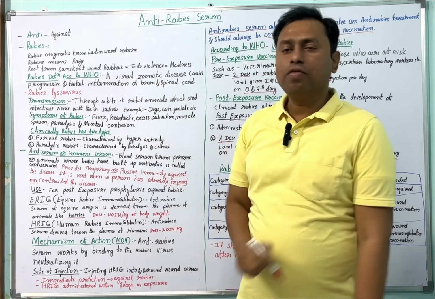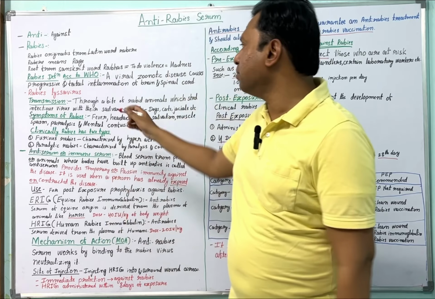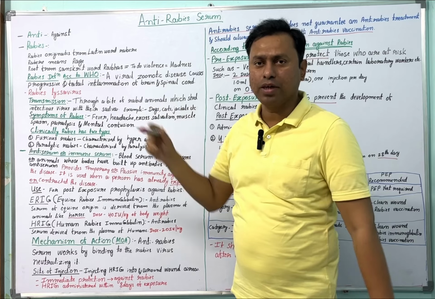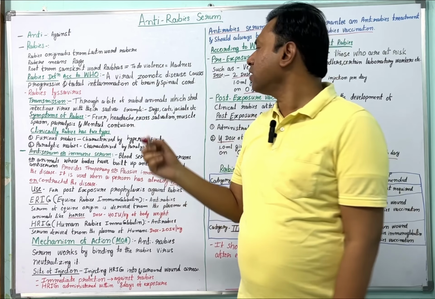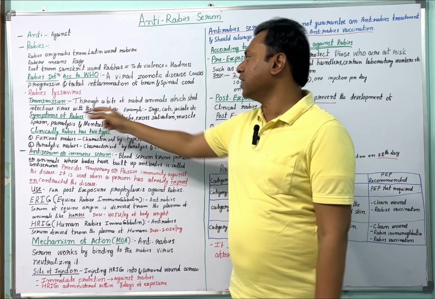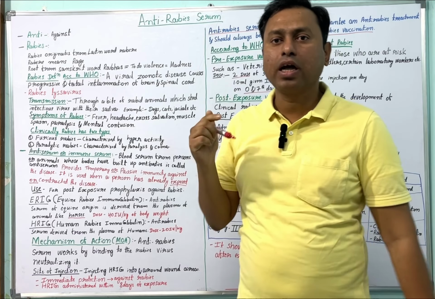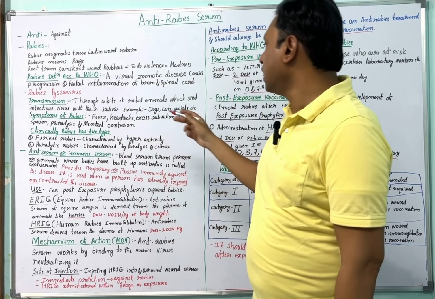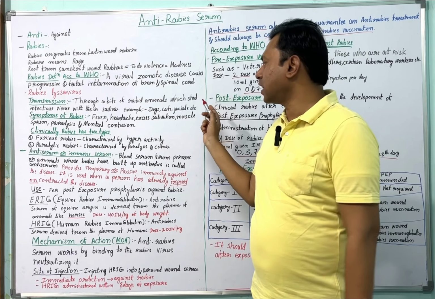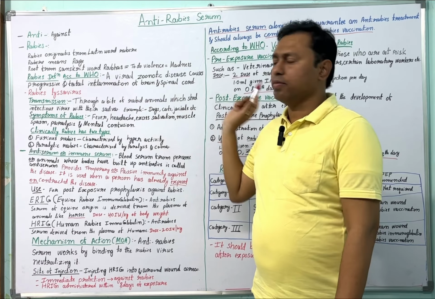Now we'll study the transmission, how rabies is transmitted. Rabies is transmitted through the bite of a rabid animal. That means the infected rabid animals shed infectious virus in their saliva. In their saliva, the rabies virus is present. For example, dogs, cats, jackals and many other animals. These are the transmittable rabid animals.